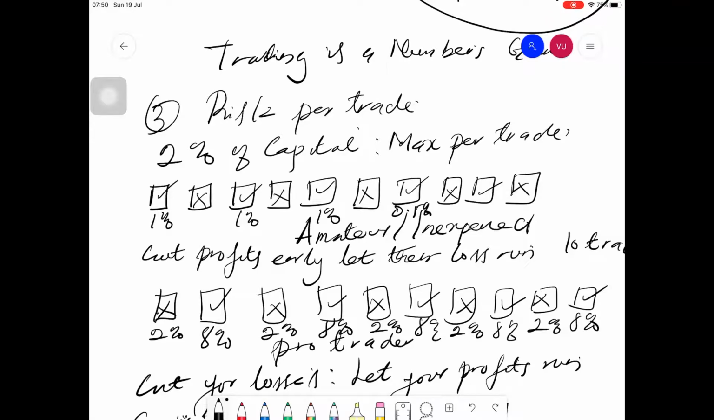How do you want to make money? 1%, 1%. Then when they lose, 10%, 20%, 50%, 50%, and that is how they blow their account. 1% for win, 0.5, 1%. So this is for the losses. By the last trade, he has already blown his account.